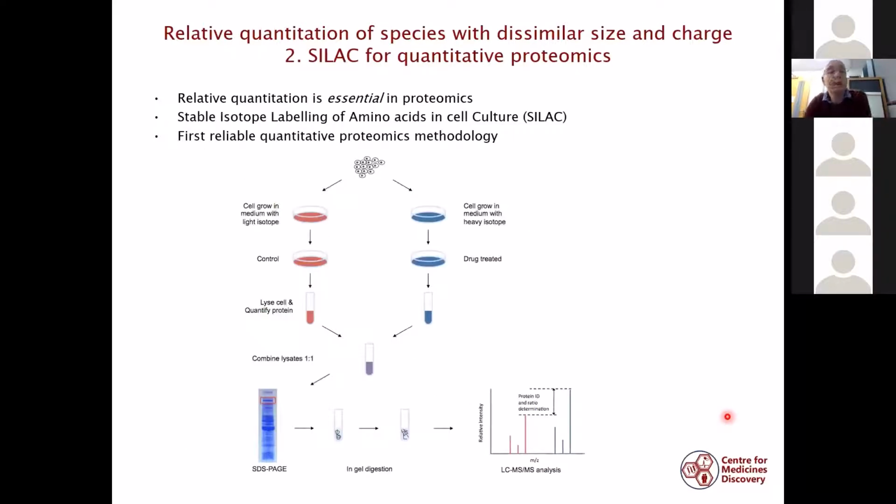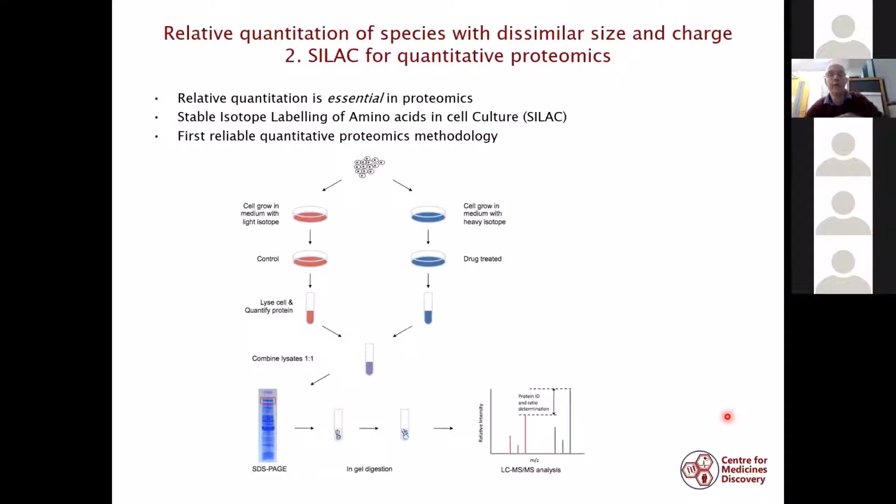If you are serious about quantitation, you probably want to use a labeling technique. The earliest reliable labeling technique is SILAC. I would say all the proteomics experiments before this I would regard as complete junk. I think SILAC was probably the very first reliable quantitative tool for proteomics. So what SILAC stands for is stable isotope labeling of amino acids in culture.